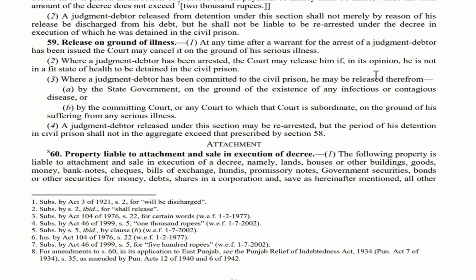The first aspect is what can be attached. Lands, houses, buildings, goods, money, banknotes, checks, bills of exchange, hundis, promissory notes, government securities, bonds, or other securities for monies, debts, share in a corporation. These things can be attached. They can ask questions from this part also, like, what are the things which can be attached? They might give some items which cannot be attached, and there might be one option which can be attached. You need to pick up the correct option.